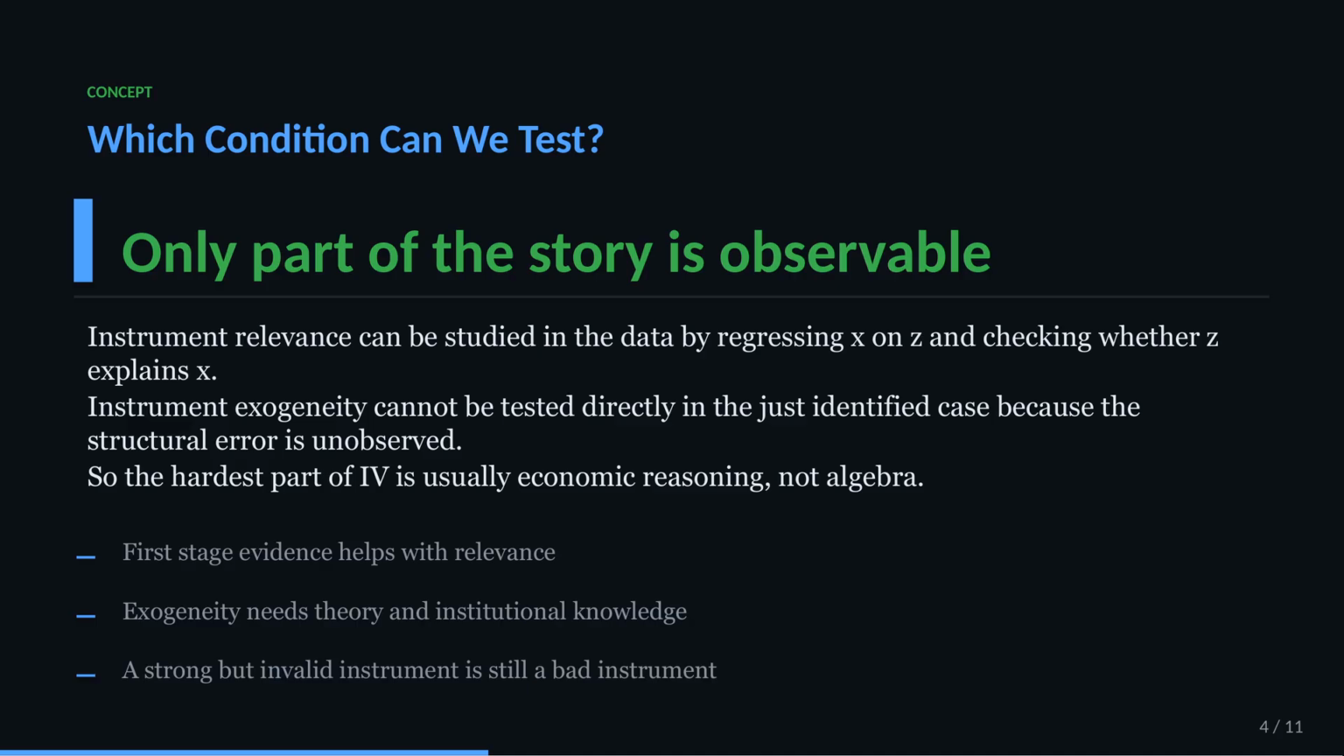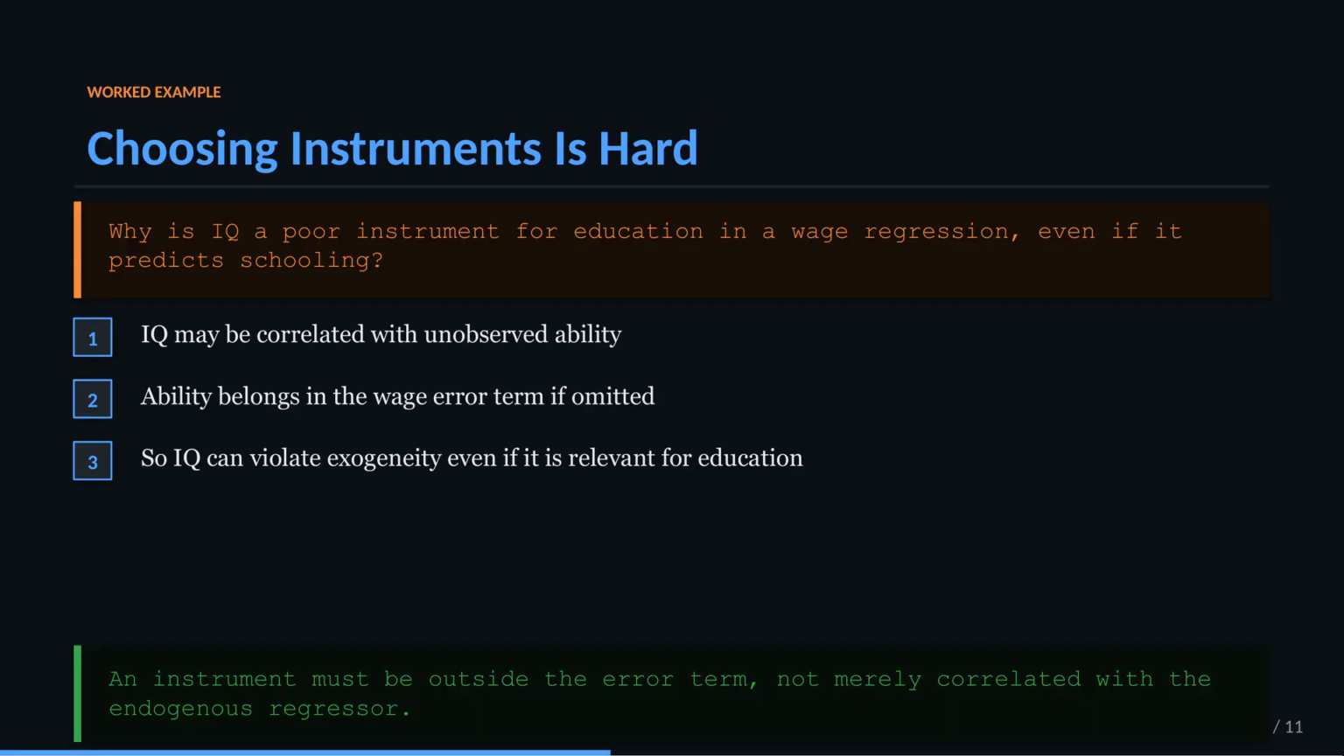A classic way to see this is the wage and schooling example. IQ might be correlated with years of education, so it may look relevant. But IQ is also likely correlated with unobserved ability, and ability belongs in the wage error term if it is omitted. That means IQ is not a clean instrument for education. A variable can be predictive and still invalid.